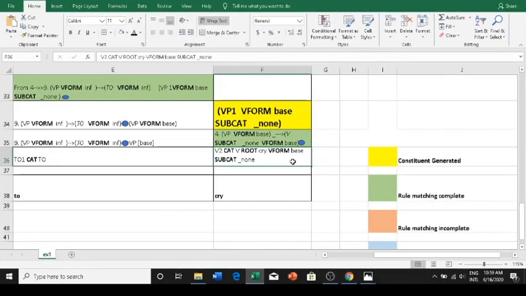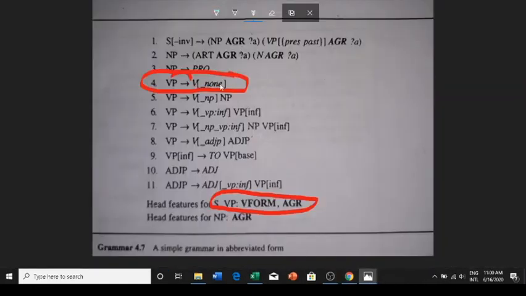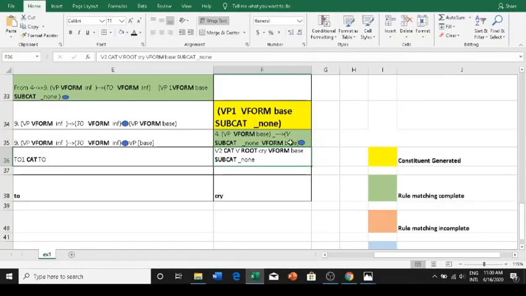Okay, so as AGR feature, AGR value is not available for cry. We are not instantiating it on the right as well as on the left, but subcat is available. So the subcat value is written on the right, and the vform value is base, and that is also written for v, right? So vform value is base as is written for v, and that vform value is also shared by vp.